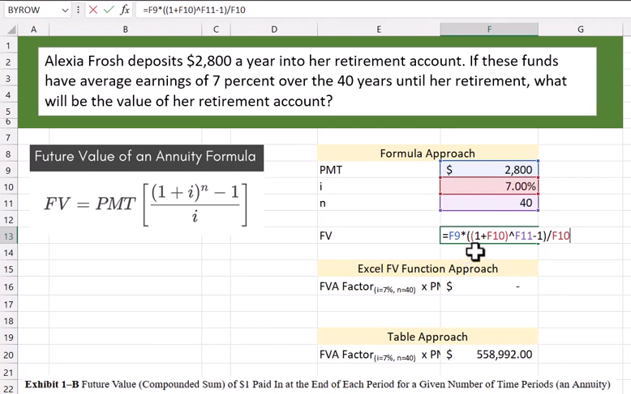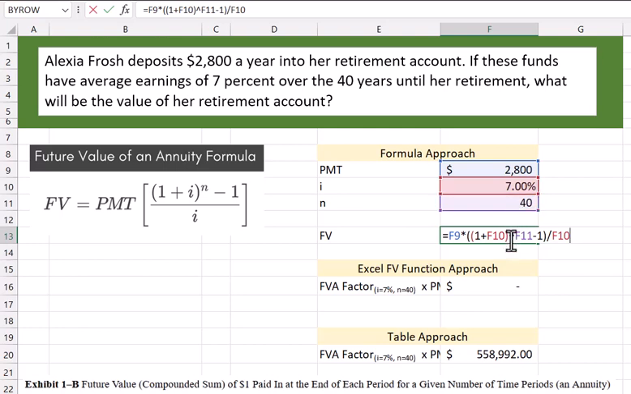So what we ought to do is work from the inside first. If we look at the formula, 1 plus I is in parentheses. So let's put that in there, 1 plus I. Well, the value of I is in cell F10. So that's 1 plus 7% or 1.07. Then that caret symbol means raised to the power of n. The usual rules of algebra say we do what's in parentheses first and then exponents get handled next. So what's the exponent? The exponent is n. I put that as 40, so it's raised to the power of whatever's in cell F11.